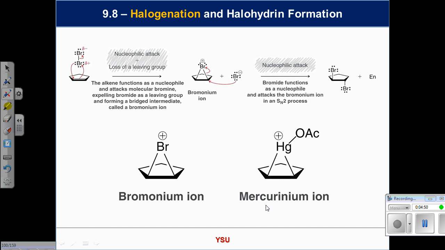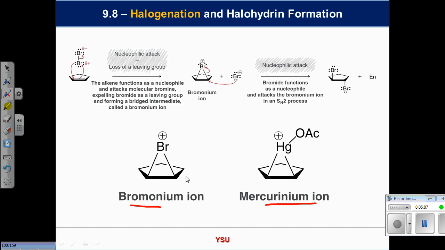We are trying to show commonalities now. If you understood this argument for the mercurinium ion a few days ago, you should be able to understand this for the bromonium ion. They both had a lone pair to compensate for picking up the pi bond, and these are not stable species per se, but they will form to help stabilize the system overall.